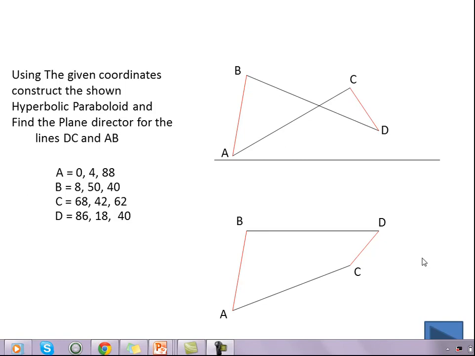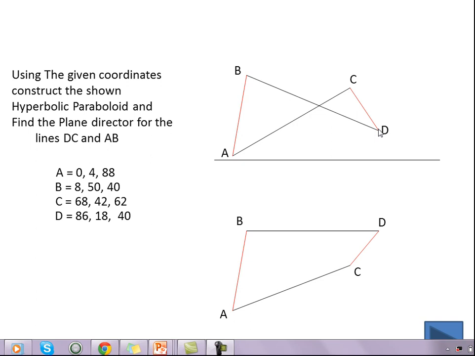Okay, what we're going to look at here is just how to find the plane director of a hyperbolic parabola. So here we can see our basic setup. Over here we have our coordinates. So again, it's in, up and down, coming from our datum point each time. And we can see we have AB, our skew line number 1, and CD, our skew line number 2.